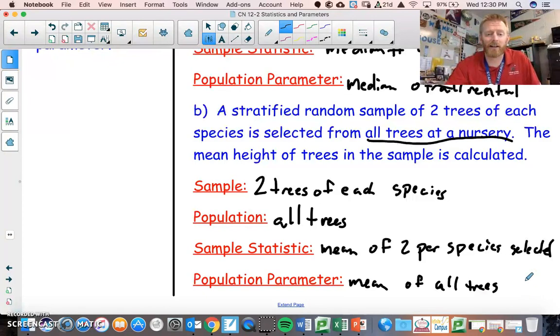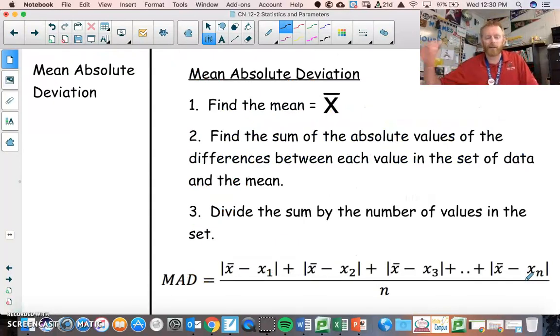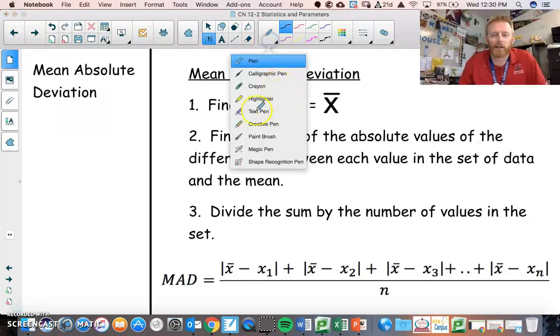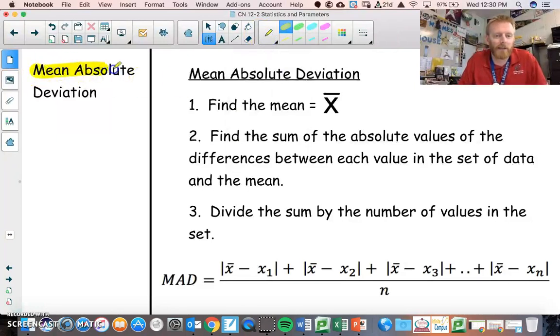Now here's the next stuff that gets a little bit harder. Check it out. I got a nice little step-by-step process for us and some things that we've never heard of before, so stay with me. This is called the mean absolute deviation. The way we find this number is by finding the mean. Mean is this symbol right here, x with a little bar over top of it. After we find the mean, we're going to find the sum of the absolute values of the differences between each value in the set of data and the mean. That means we're going to do this type of math.